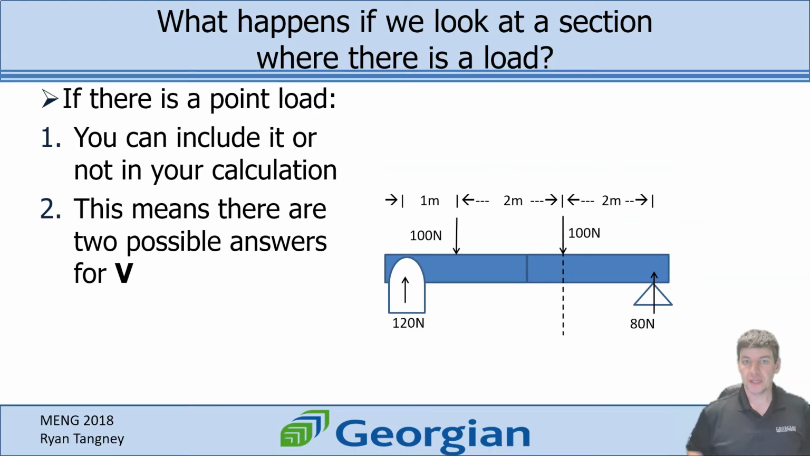So what happens if we look at a section, or creating a section where there is a point load? If there's a point load, you can include it or not in your calculation. And what that means is that really there's two possible answers for V at that point. So usually if you give me one or the other, that is acceptable in our testing. But just be aware, if you're asked on a TSSA exam and it's a multiple choice, if you're not getting the V that you're expecting, then it might be because it's at a cut and you need to include it.